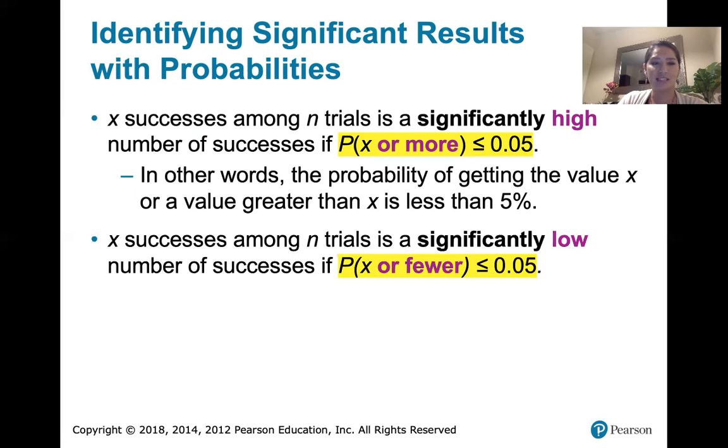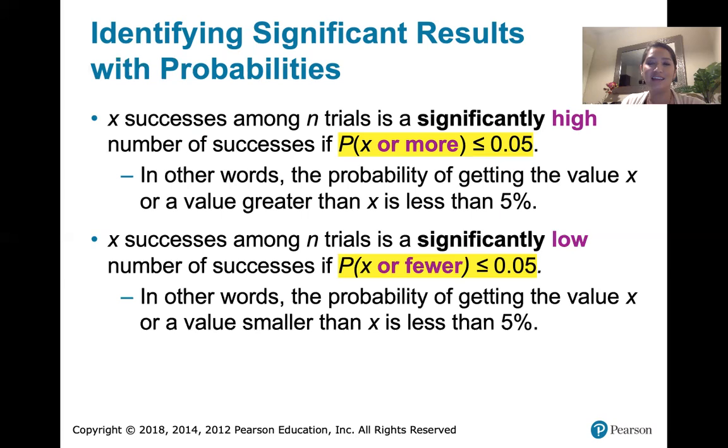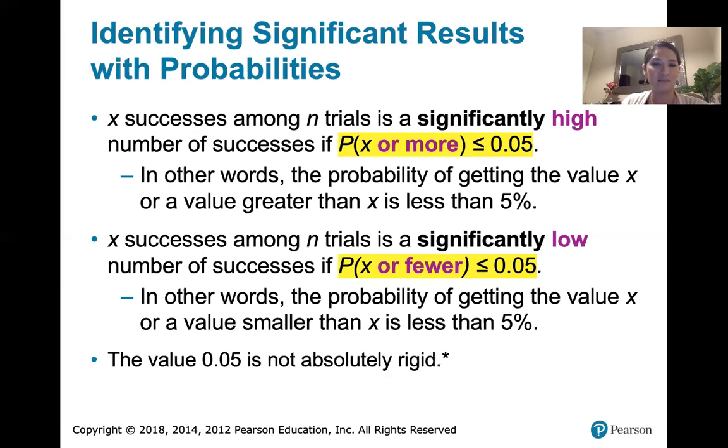We define X successes among N trials to be significantly low. It's a significantly low number of successes if the probability of getting X successes or fewer successes is less than 0.05. Again, that's saying that the probability of getting the value X, that's X numbers of successes, or fewer numbers of successes is less than or equal to 5%.